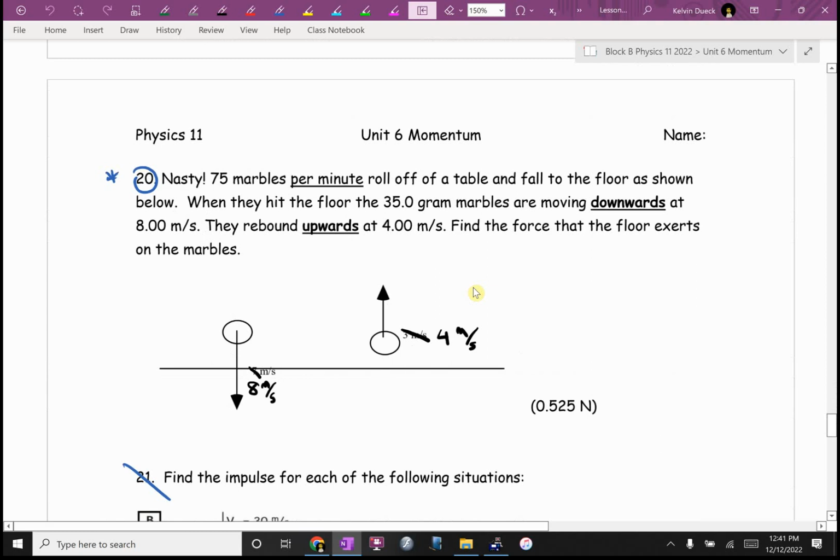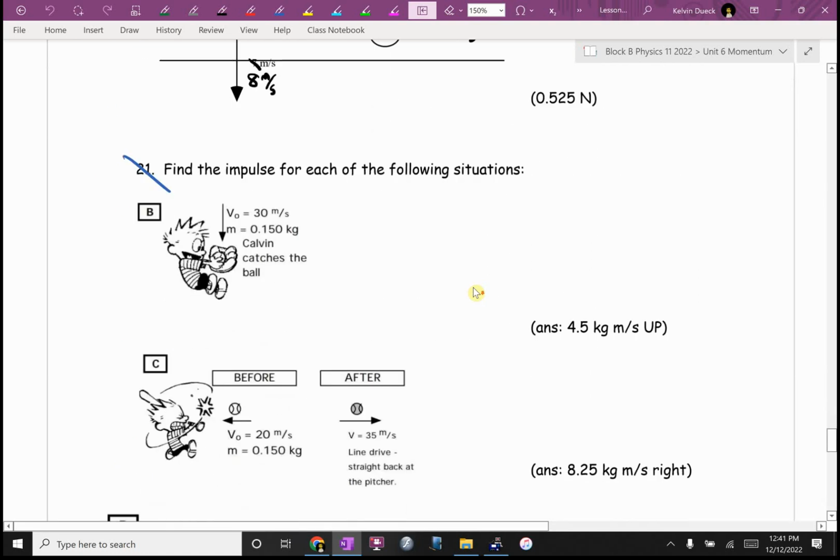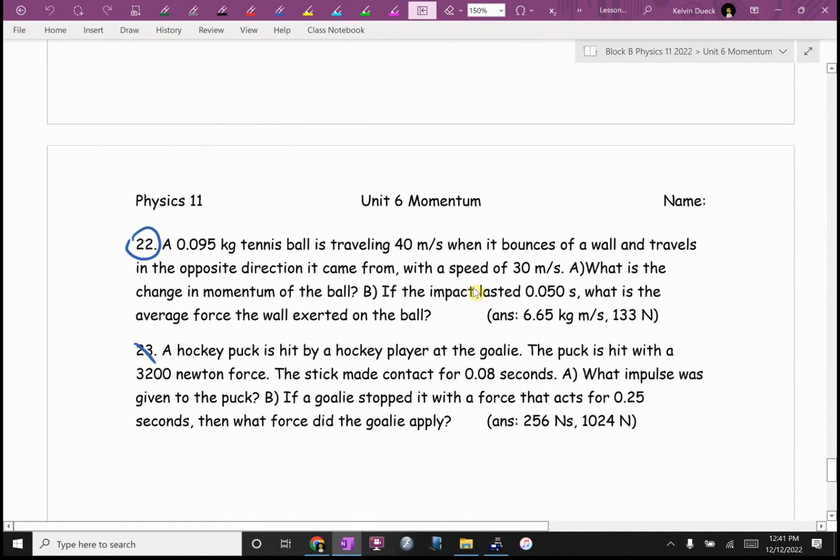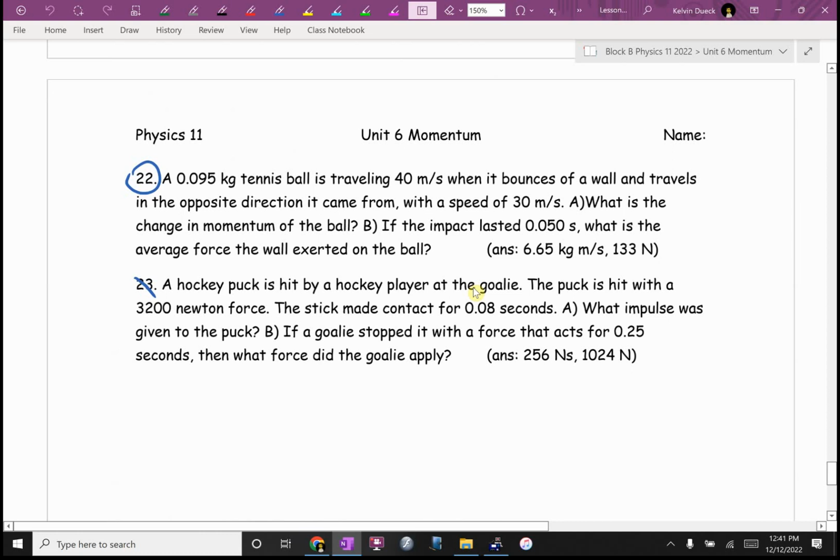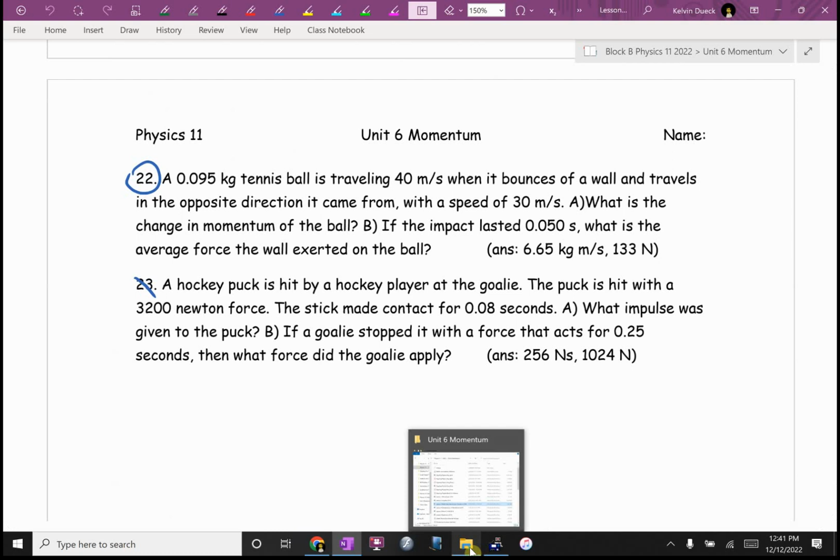Put a star next to number 20. This is a question that's probably tougher than I would ask, but see if you can have the aha moment and figure it out yourself. And I crossed out Calvin and Hobbes, but you can try number 22. You can cross out 23 if you want. You can try it if you're a nerd, but you don't need to do it.